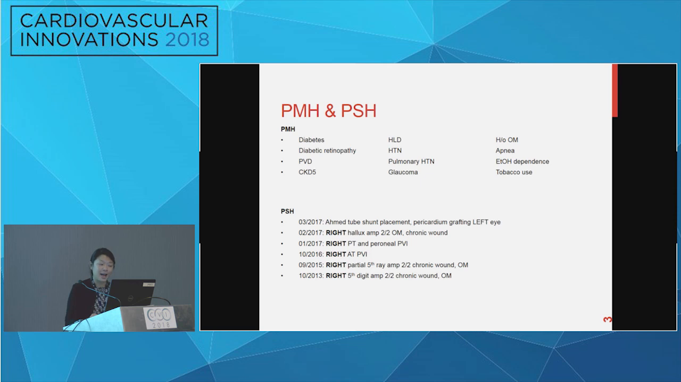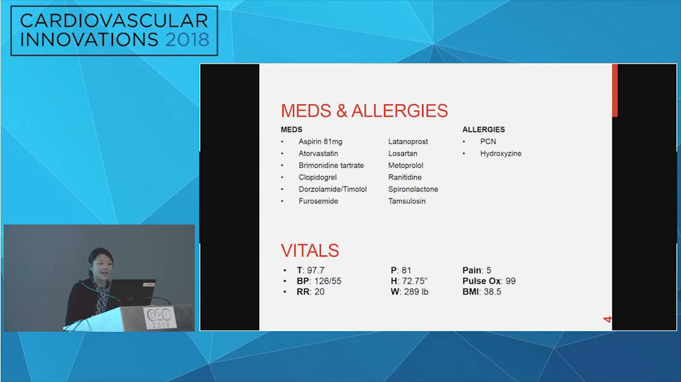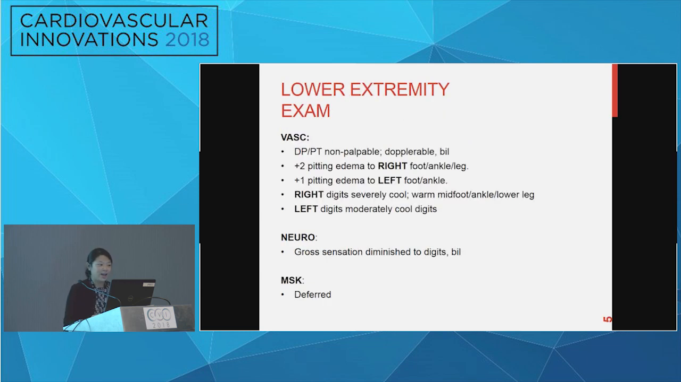Past medical history noted here. Past surgical history of note, he is a vascular patient. He's seen vascular in the past, status post right PT, AT, and peroneal PVI. Current tobacco use as well, and history of previous amputations due to osteomyelitis. Meds listed there, allergies there. Vitals, nothing that screams at us right now, sir. So nothing too alarming at this point.